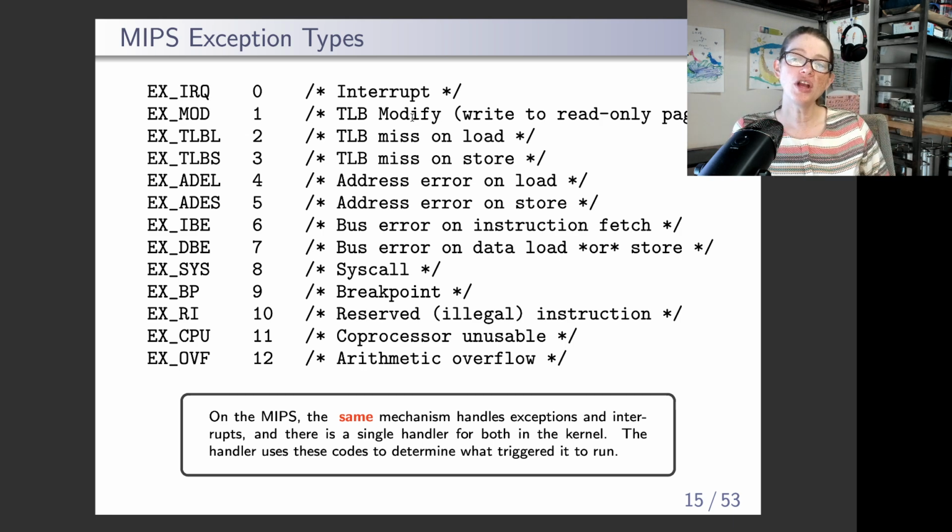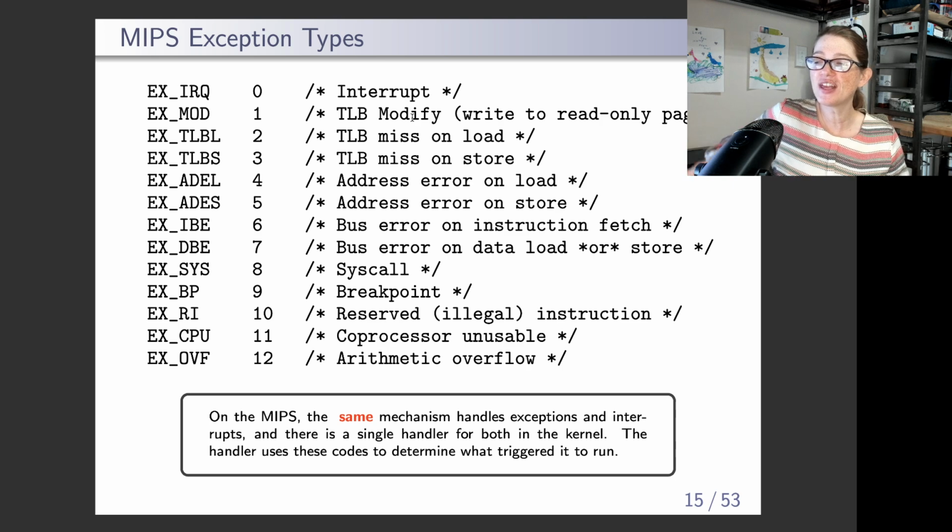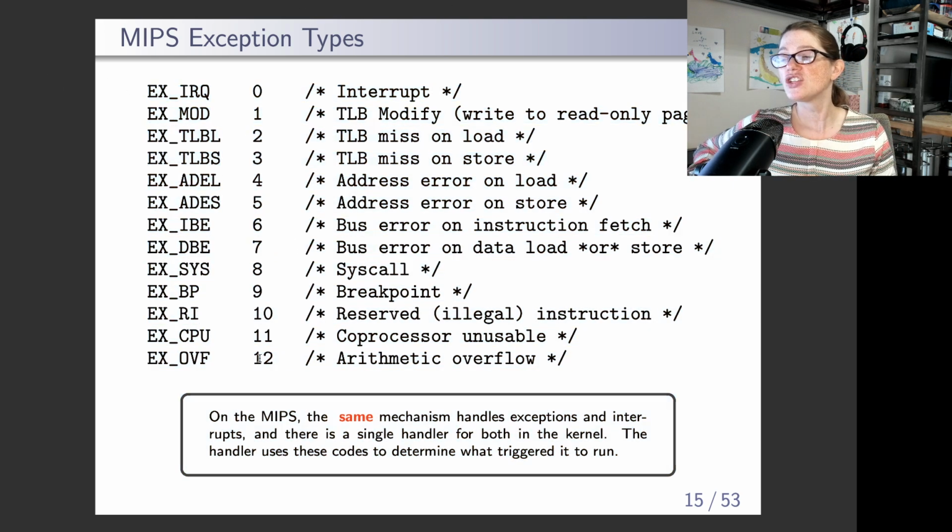because what you're going to end up with is your trap table only needs to contain a singular address of the one and only exception handler. So in MIPS, because everything is exceptions, we actually have a number of different exception types. So EX_IRQ, that is our true interrupt. Now, you might be wondering, why are we calling it IRQ? I don't know why this is the abbreviation for interrupt. I just know that it always has been.